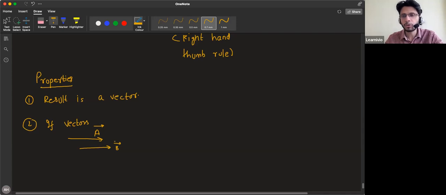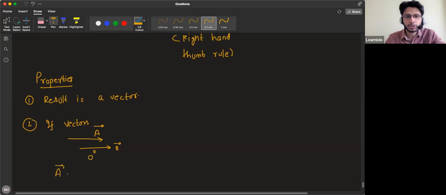Hiba, what is the angle between two parallel vectors? Hanifa, angle between two parallel vectors? Okay, Hiba says 90. No, 0 degree. Yes, the angle between parallel vectors is 0.